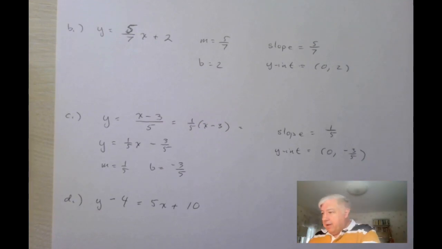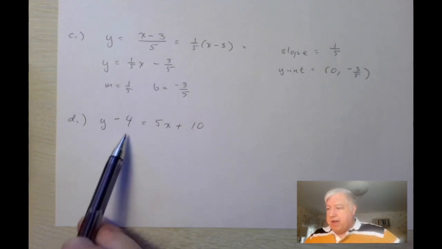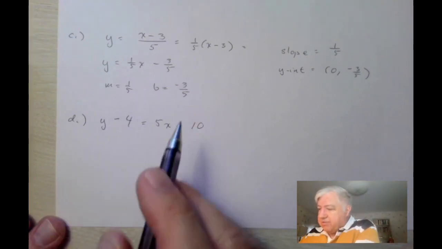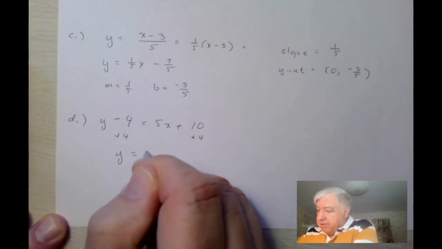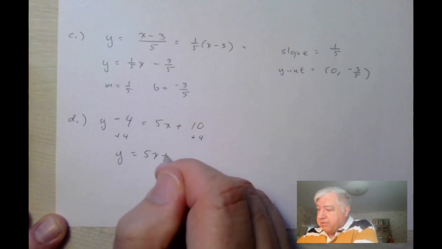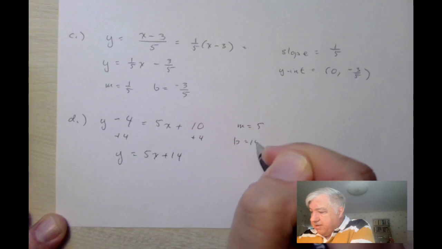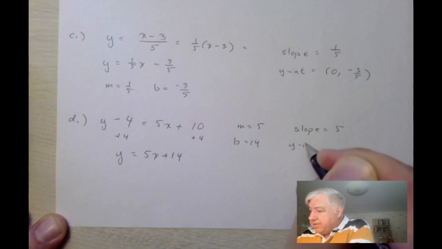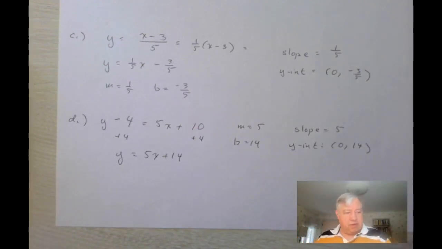Okay. And in yet another case, we might have to do a little more work to get it in the desired form. In this case, we have a -4 that's kind of getting in the way, so we can isolate this y by adding 4 to both sides. And so we get y equals 5x, and 10 plus 4 is 14. So m is 5, b is 14, and so our slope is 5, and our y-intercept is the point (0, 14). All right?